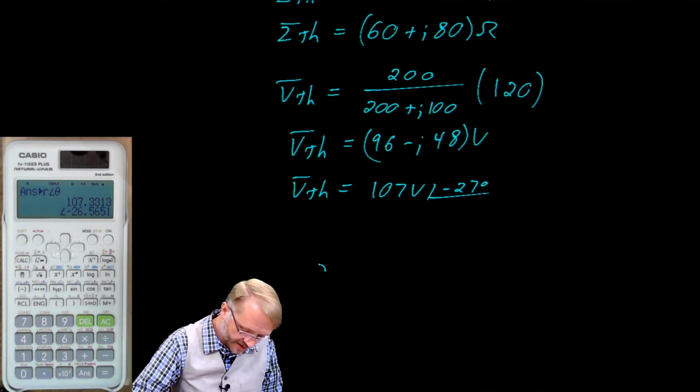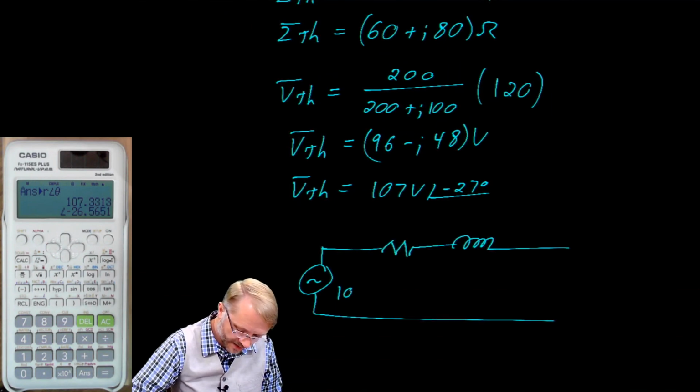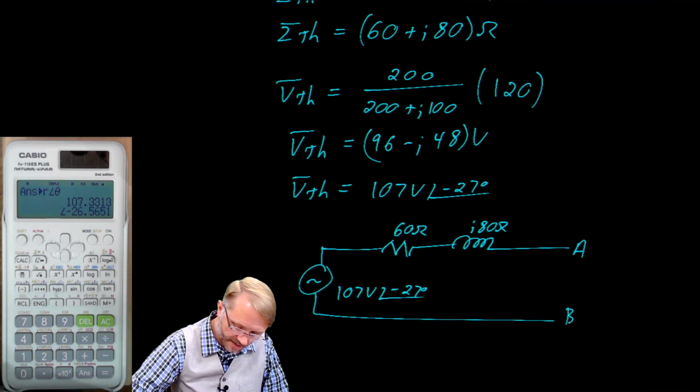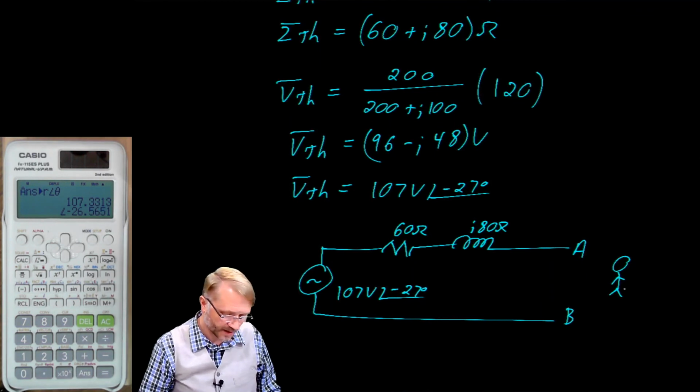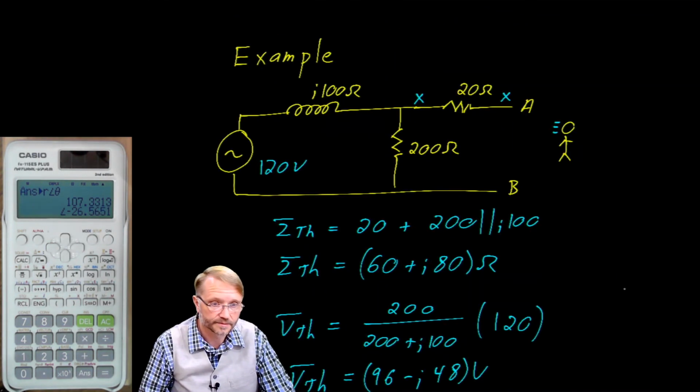So when you put that all together, our Thevenin circuit looks like this. We have 107 volts at an angle of negative 27 degrees, with this being 60 ohms and this being j80 ohms. Terminals A and B, and you looking in cannot tell this circuit apart from the original. They are identical.